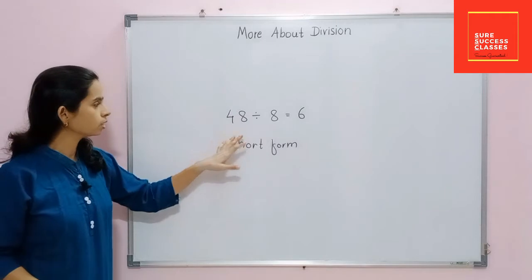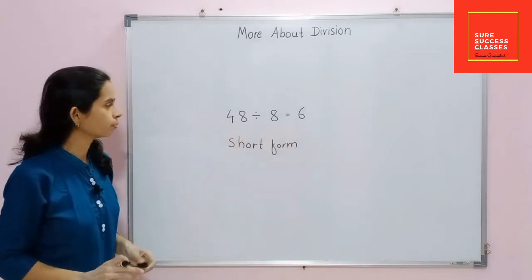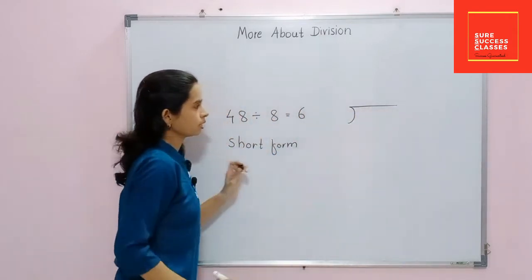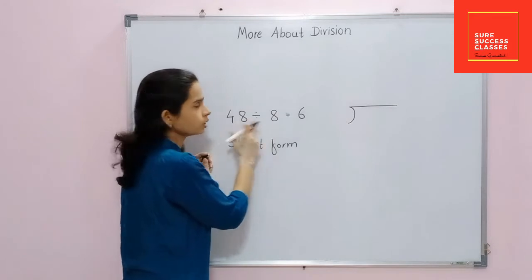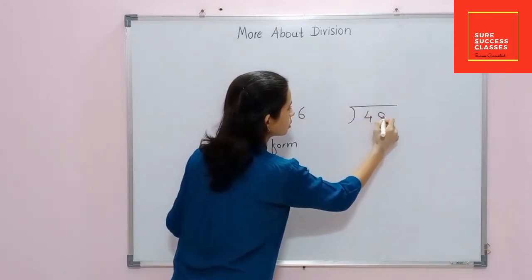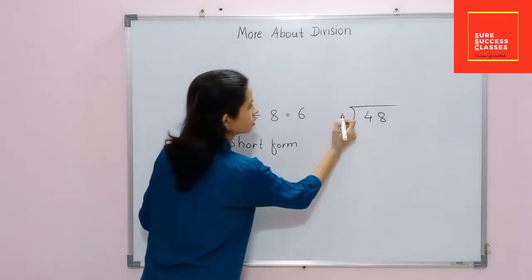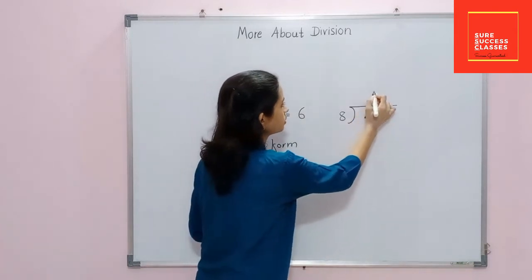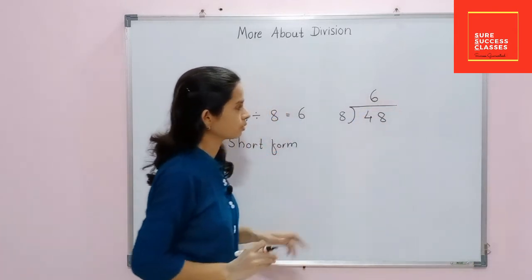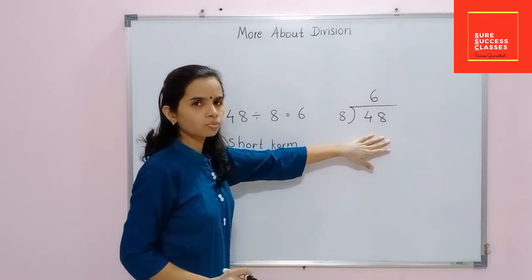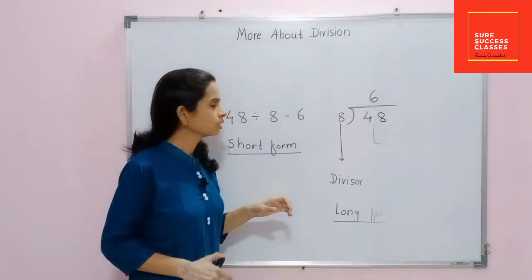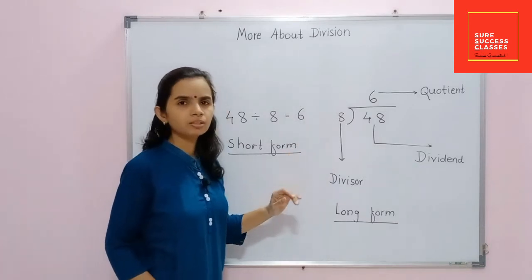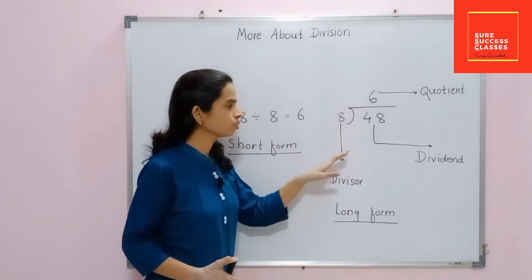Now we will convert this short form into long form. Here we use this sign. We will put this 48 here and this 8 here, and the answer will appear here. This is the long form of this short form. Students, this is the long form of division. You may find it difficult to understand, but I will try my level best to simplify it.